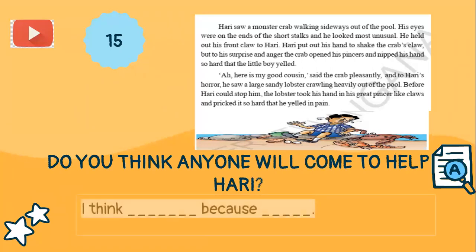Now, just write the answer in your notebook. I think dash because dash. This is a prediction, right? So, how are we going to answer? If you think that someone might have come to help, write it. If no one had come to Hari's help, write that. I think dash because dash. Once you are done, start playing the video. Till then, be on pause.